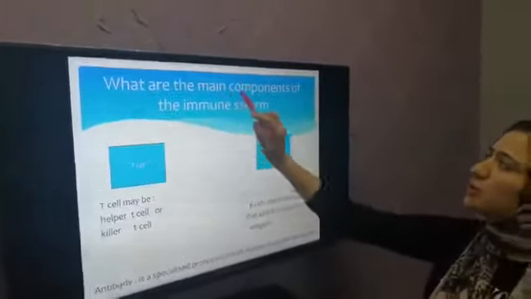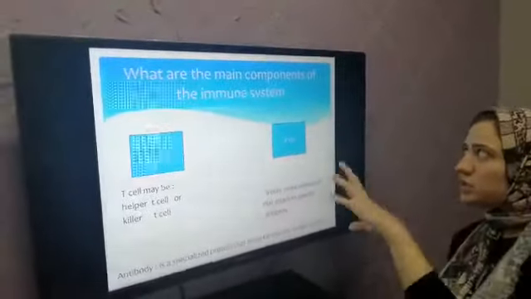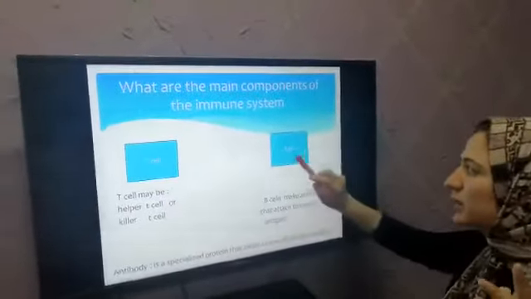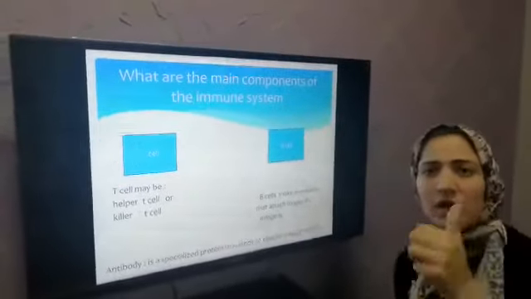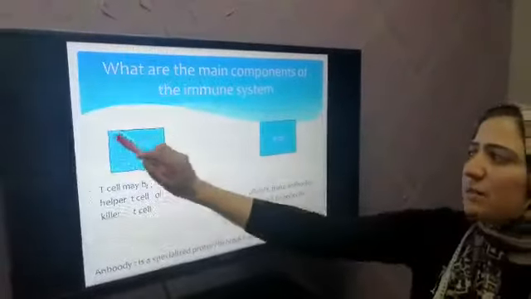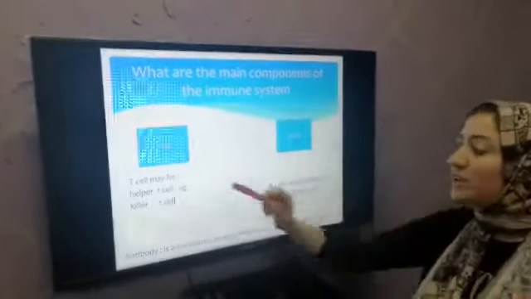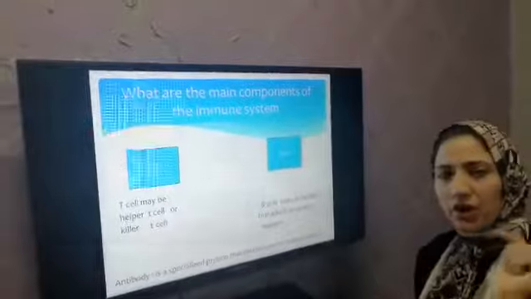So what are the main components of the immune system? We know that the main component of immune system is white blood cell, and beside the white blood cell, T cell and B cell. So the components of immune system are white blood cell, T cell, B cell. Let's talk firstly about the T cell. T cell may be 2 types: helper or killer. Helper T cell, killer T cell.